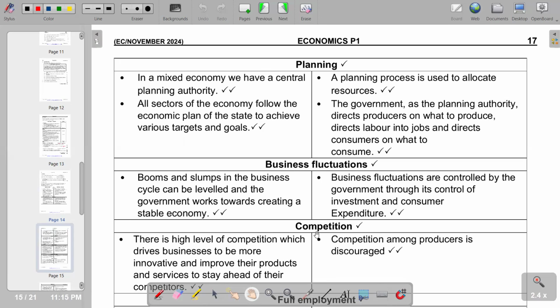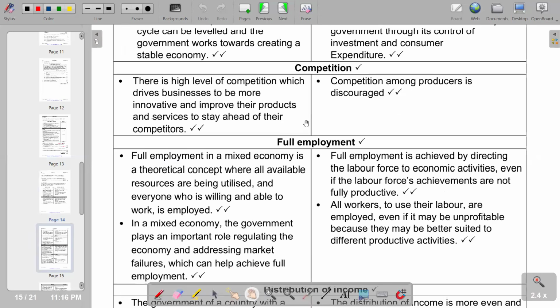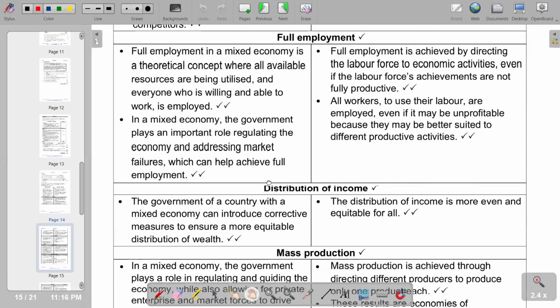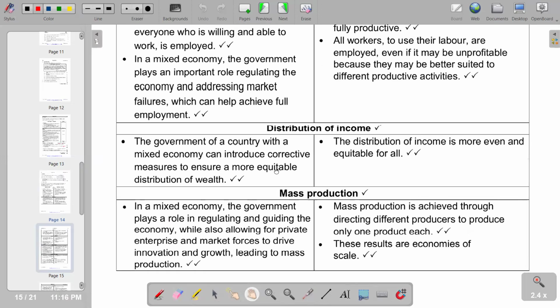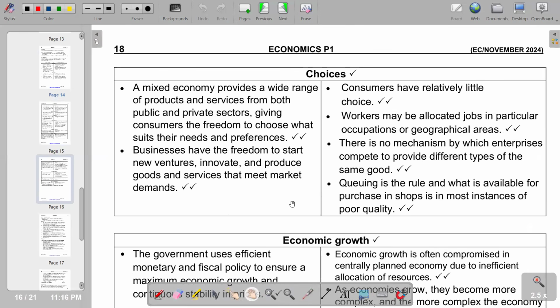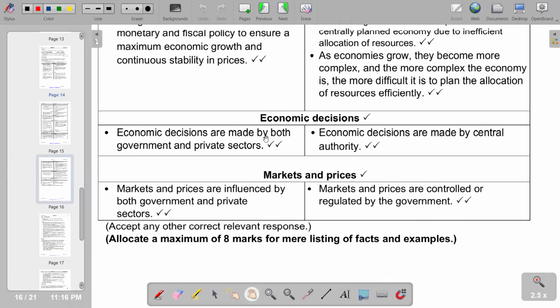We also have competition, how competition is differentiated between the two. We also have business fluctuations with differentiation coming in, and planning as the same. So we go forward in terms of how these differentiations come in. We also have full employment, distribution of income, mass production, choices, economic growth, economic decisions, market and prices. So this is what we have on that part.